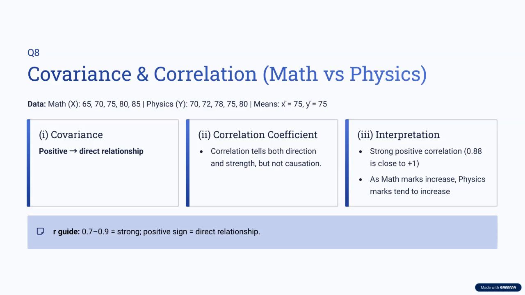Correlation interpretation guide was given. Important to note that correlation does not imply causation. Even though math and physics are strongly correlated, high math scores do not cause high physics scores. There may be a third factor like study habits or intelligence.